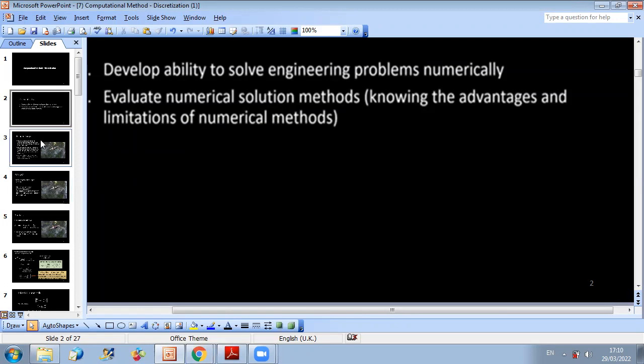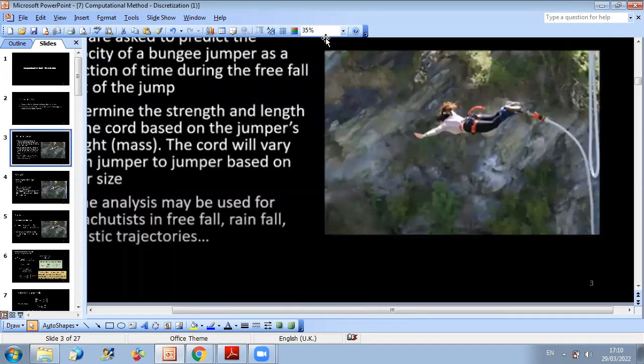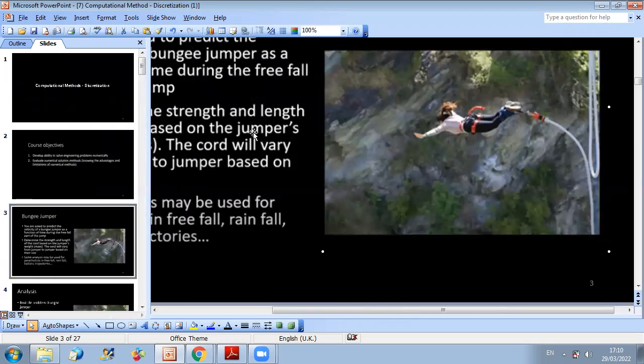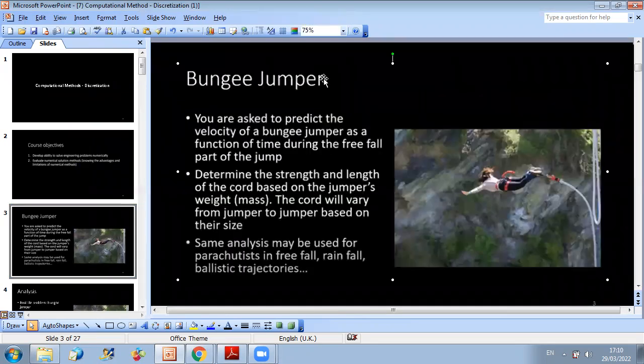Okay. For example, let us consider the following case. In 1 second, I will zoom a little bit. Okay, so you have, let's say, this example.